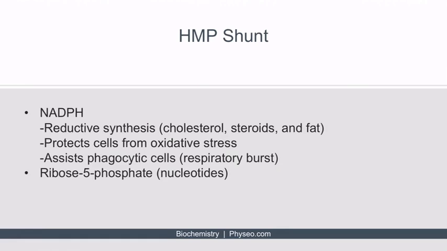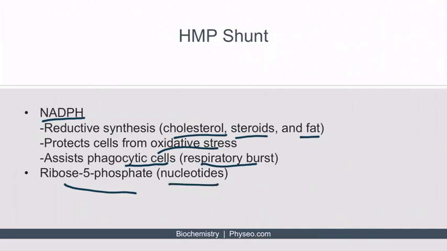First, it produces nicotinamide adenine dinucleotide phosphate, or NADPH. This molecule has several important functions. It's involved in the synthesis of cholesterol, steroids, and fat. It also protects the cells from oxidative stress, which we'll talk more about in a minute. And finally, it assists phagocytic cells by generating NADPH, which is used in the respiratory burst. The second function is the production of ribose 5-phosphate, which can be used to synthesize nucleotides.